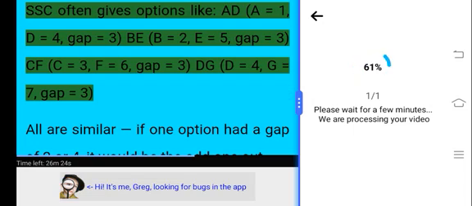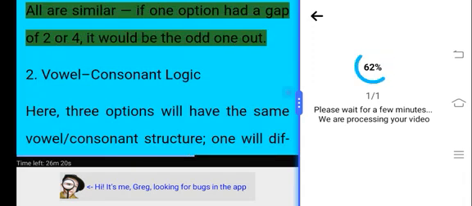SSC often gives options like: A, D: A equals 1, D equals 4, gap equals 3. B, E: B equals 2, E equals 5, gap equals 3. C, F: C equals 3, F equals 6, gap equals 3. D, G: D equals 4, G equals 7, gap equals 3. All are similar. If one option had a gap of 2 or 4, it would be the odd one out.